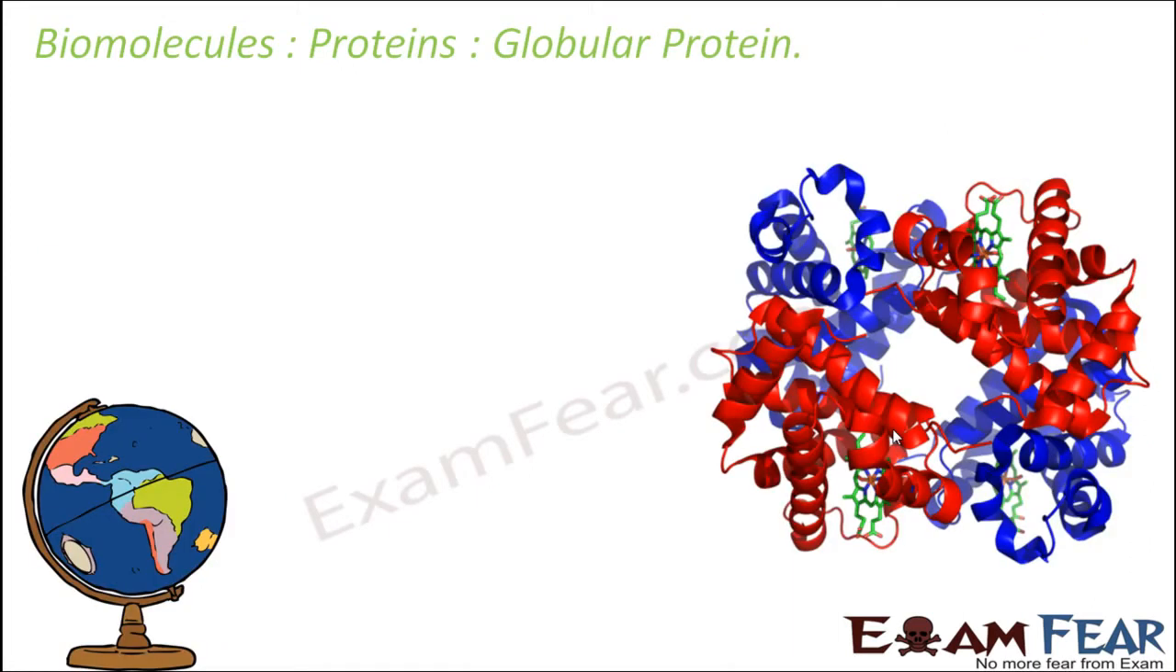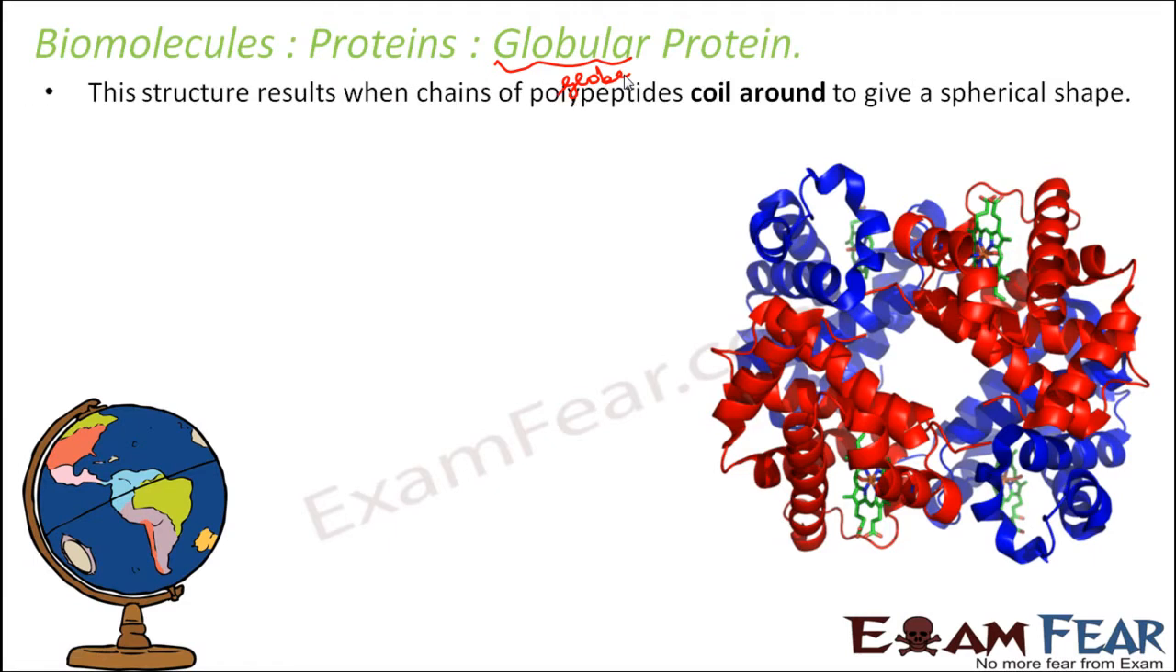The next type is globular protein. The word globular is derived from globe. So these proteins resemble the shape of a globe, some sort of spherical shape. That is why they are called globular proteins. This structure results when chains of polypeptides coil around to give a spherical shape.